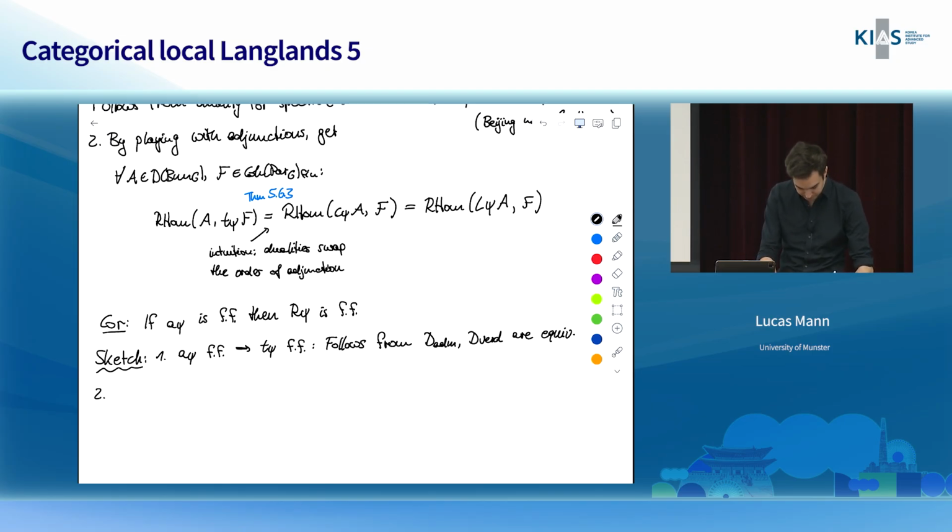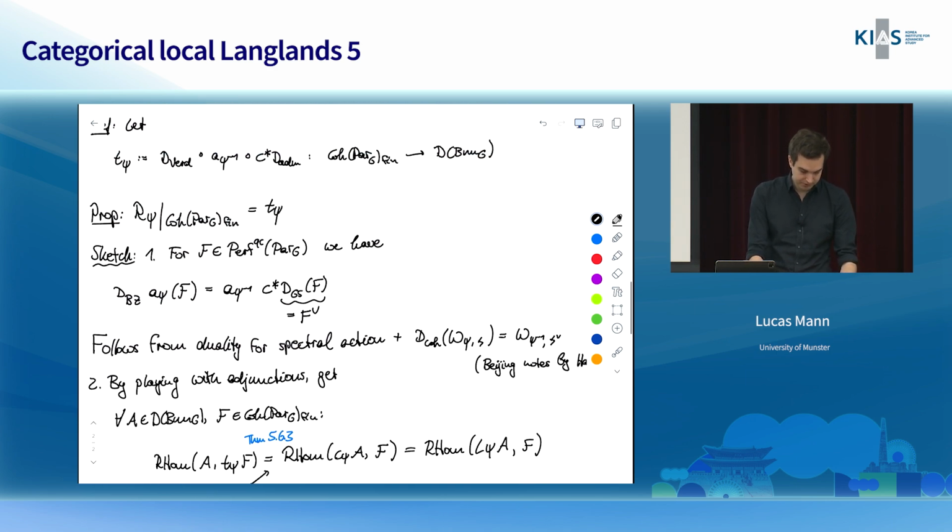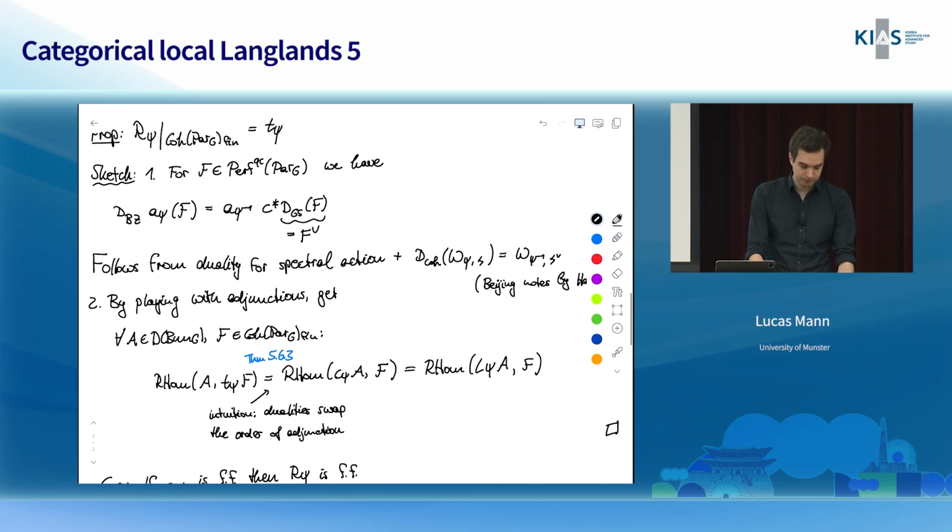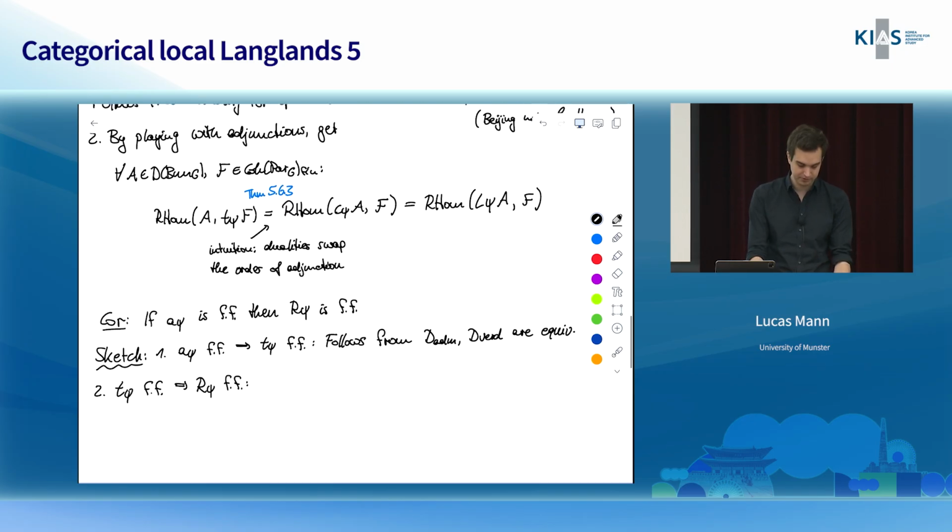More interesting is the second point: T psi fully faithful implies R psi fully faithful. So how do we do this? Well, we know that R psi preserves compact objects, so it's enough to check this on compact objects, so coherent sheaves. Unfortunately, T psi is not R psi on all coherent sheaves, only on these finite ones. So we need to do something here, and this is why David told you about these restricted sheaves. I think this is the one place where this comes in.